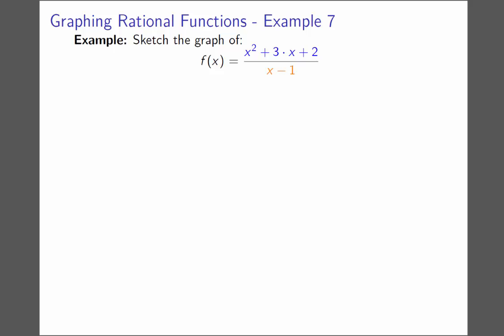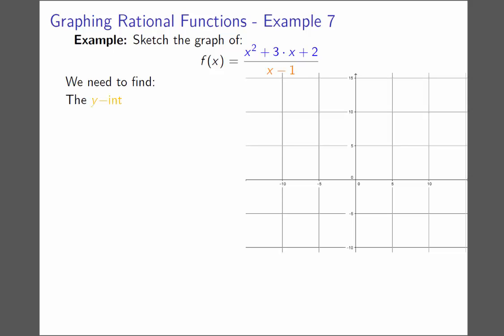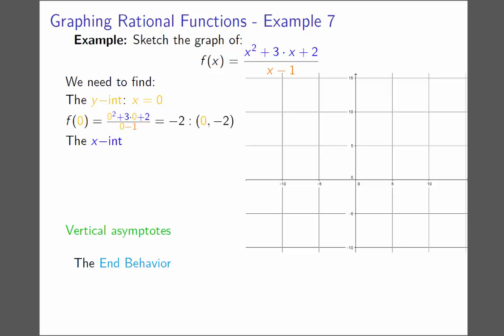In this example, we'll sketch the graph of the rational function x squared plus 3x plus 2 divided by x minus 1. Like before, we need to find the y-intercept, the x-intercept, the vertical asymptotes, and the end behavior. To find the y-intercept, we want to look when x equals 0. Evaluating our function at 0, we get 0 squared plus 3 times 0 plus 2 over 0 minus 1, which reduces to negative 2. So the y-intercept is the point 0, negative 2.